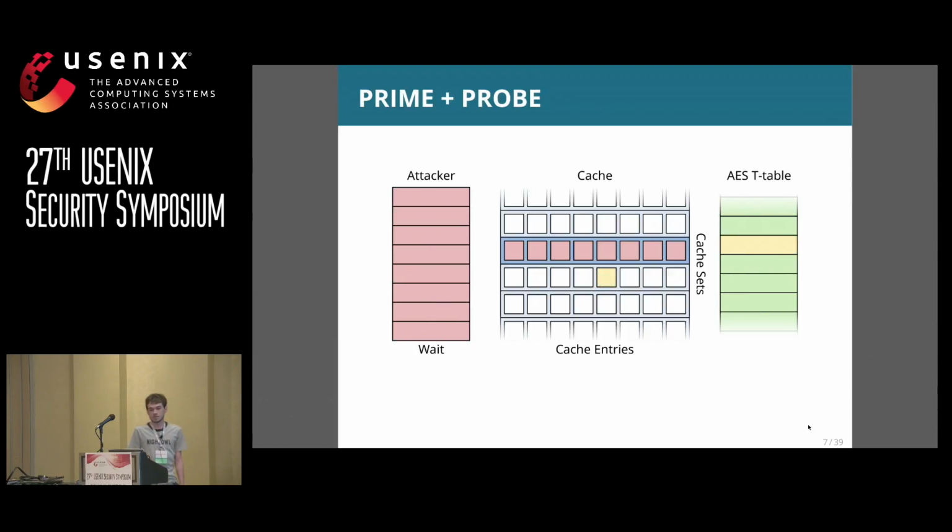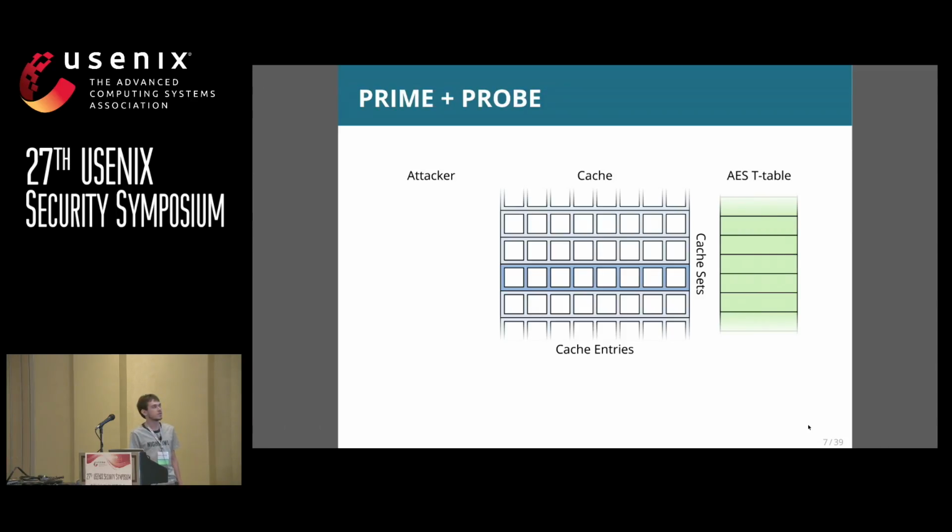So the attacker waits and then starts probing. And probing is basically the same thing as prime, except now we're going to measure each page to see if it's in the cache or not. So this page is in the cache, this is in the cache, this is still in the cache. All of these pages are still in the cache. What does the attacker know now? The attacker knows that the AES encrypt did not use this cache set.